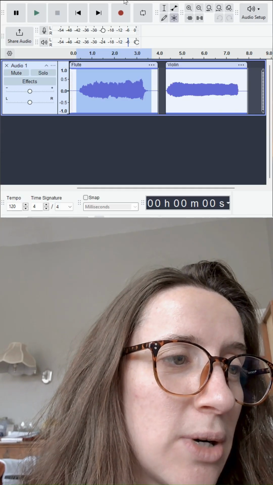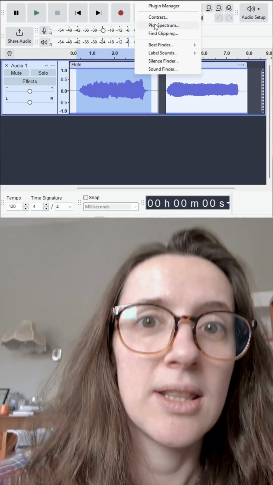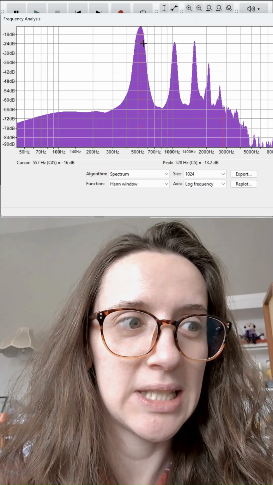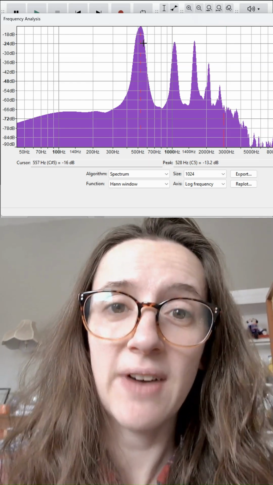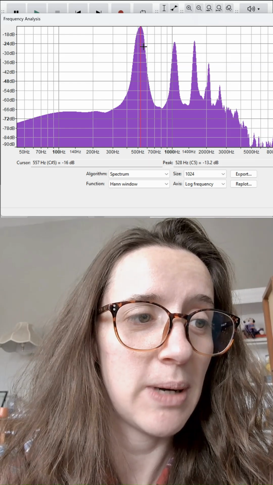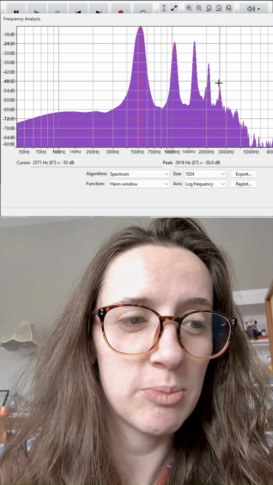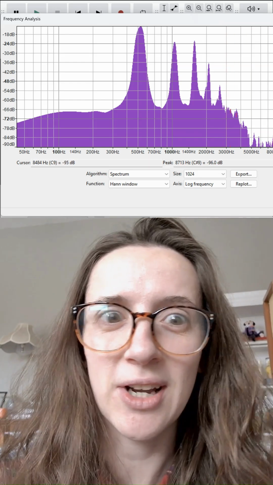I'm going to take this recording and plot the spectrum analysis. The prime tone is the loudest one we hear at 528 Hz, followed by 1, 2, 3, 4 upper partials before they start falling off.